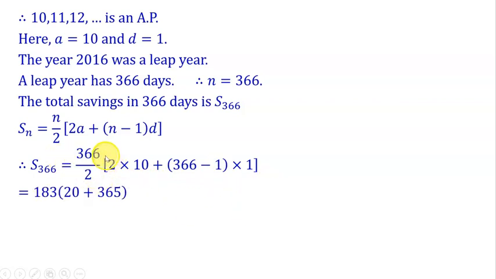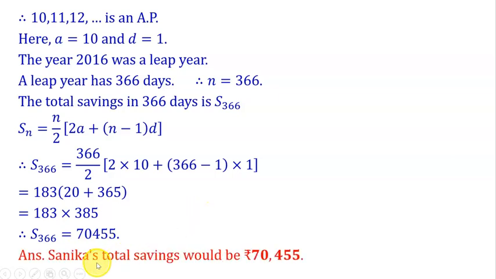366 upon 2, then you will get here 183. 2 into 10, 20. 366 minus 1, that is 365 into 1. Therefore, you will get here 365. 365 plus 20, you will get here 385 into 183, and their product comes here, the 70,455 saving. And therefore Sanika's total saving would be rupees 70,455. Now next example.